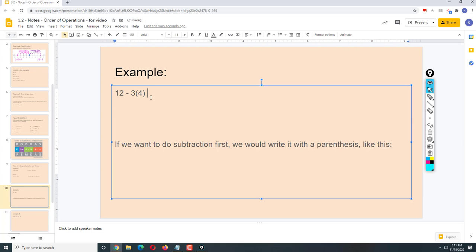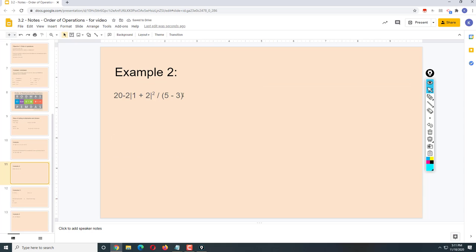Example. For this one, this is really 12 minus 3 times 4. Another way to write times is this. Multiplication before subtraction. Yeah, if we want to do subtraction first, we would have a different question like this. This would be a different question with a different answer.